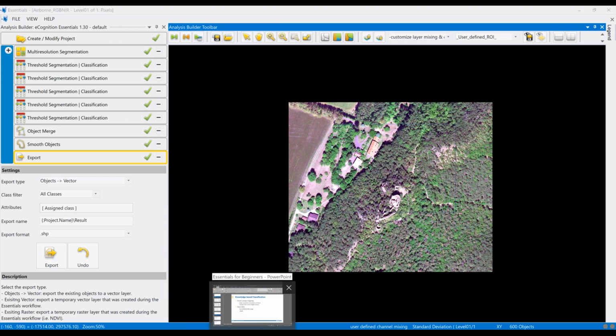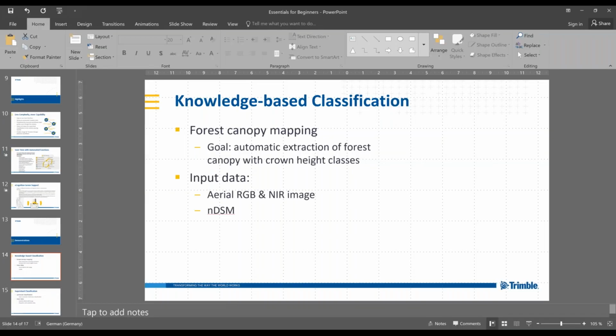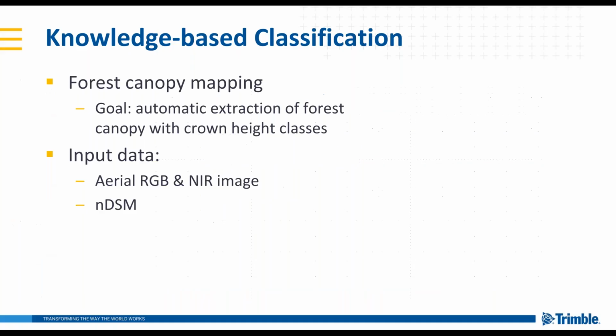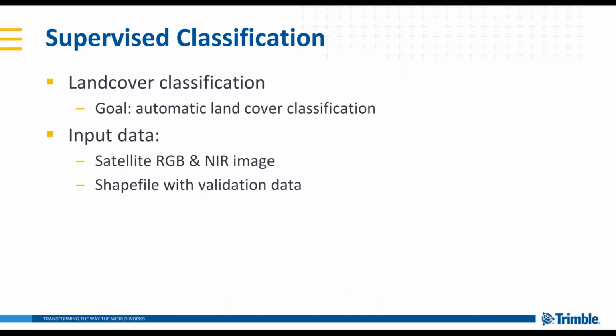If that's it, I'm going to move on now for the sake of time to our next example. We're going to be looking at supervised classification, so machine learning within eCognition Essentials, we're going to look at land cover classification. The goal is to do an automated land cover classification here. This time we're working with satellite data, again, RGB with near infrared. And we also have a shapefile that I will load that has our validation data in it.